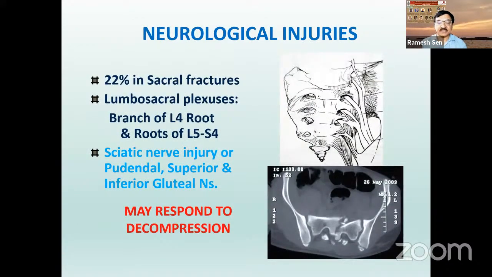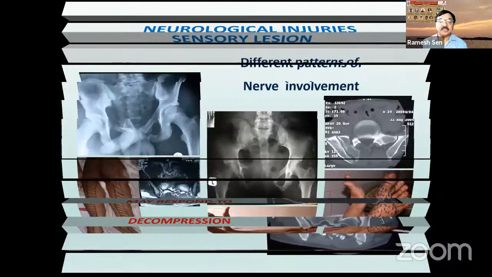We already have a lecture on these neurological injuries, where the cause of neurological involvement in the pelvis could be a compression injury. But many a time in a vertical fracture, they are more like shearing or stretch injuries also. Now, depending on the pattern of injury, if there is a compression, as was said in the previous talk, we may need to decompress them. But if it is a traction injury, they may not respond.